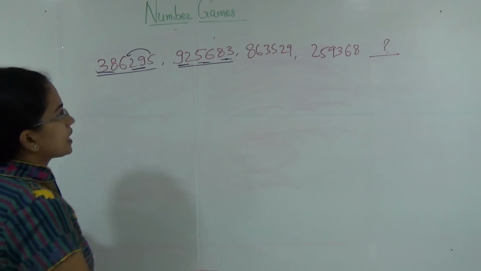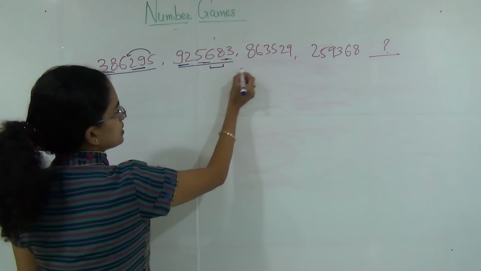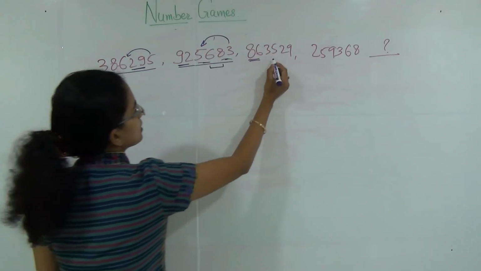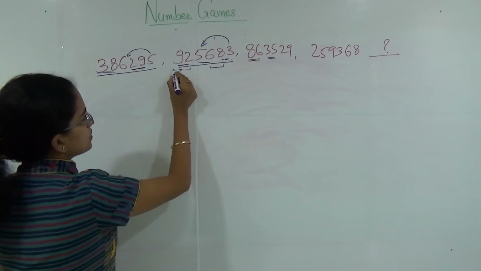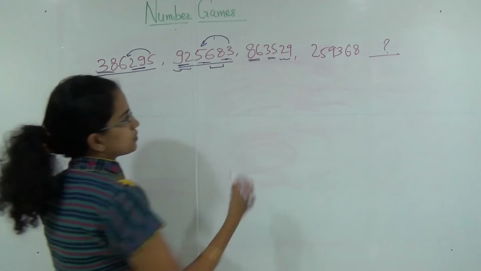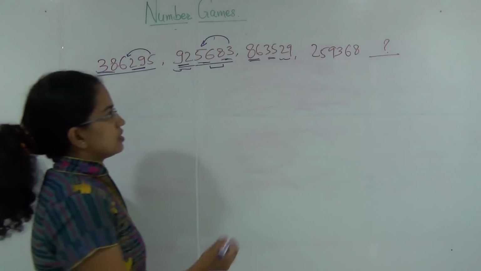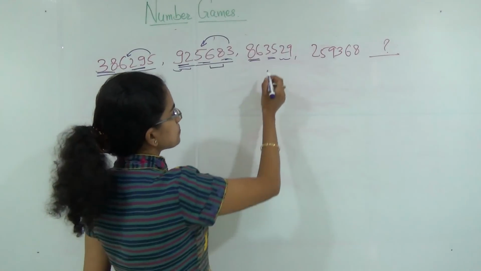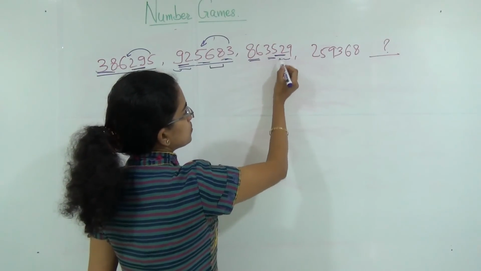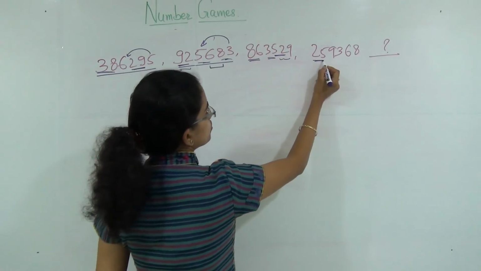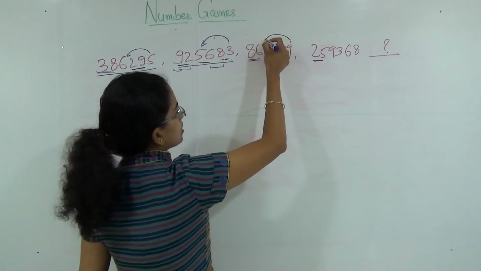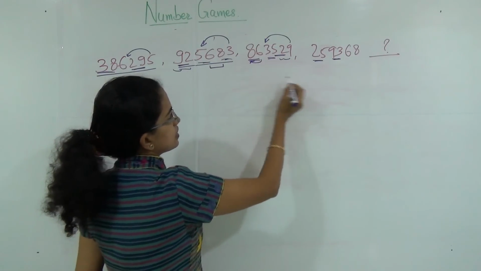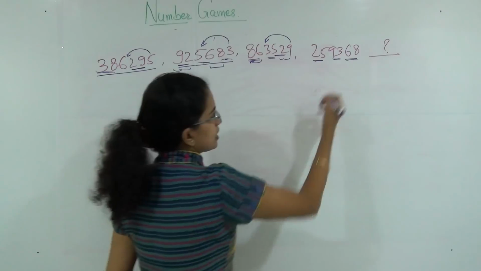Now I will again take these two numbers and reverse them, so it's 8, 6. I will do these two numbers, so it becomes 3, 5. And then I will do these two numbers, so it becomes 2, 9. Now what will I do in this step? I take these two numbers and reverse them, so it becomes 2, 5. Reversal of these two numbers becomes 9, 3. And reversal of 8 and 6 becomes 6 and 8.